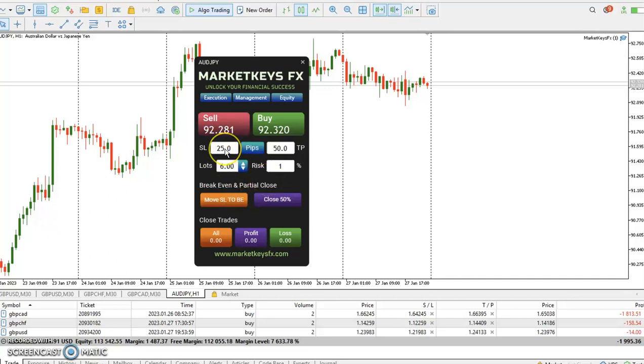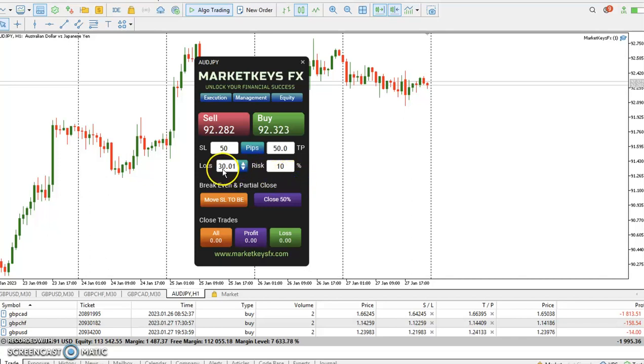All right, so how it works is very simple. It will look at what your balance is. So for example, right now, my balance here is 115,000 US dollars, right? And if I want to use a stop loss of 50 pips, and let's say I want to risk 10% of my account. So let's see what it gives me.